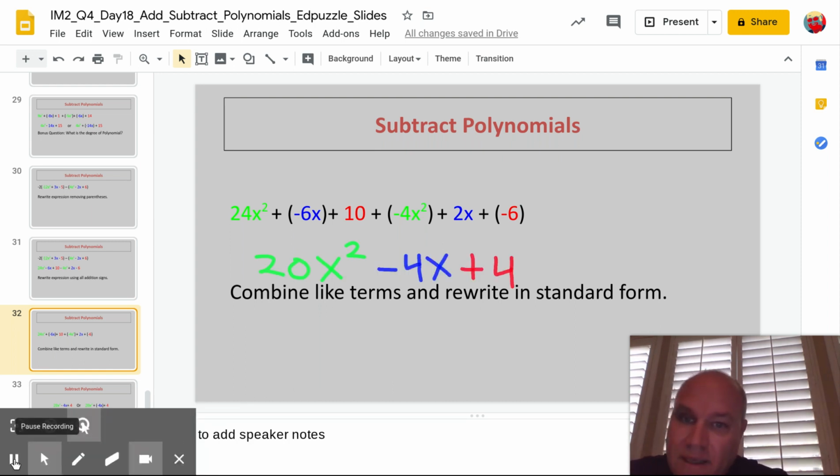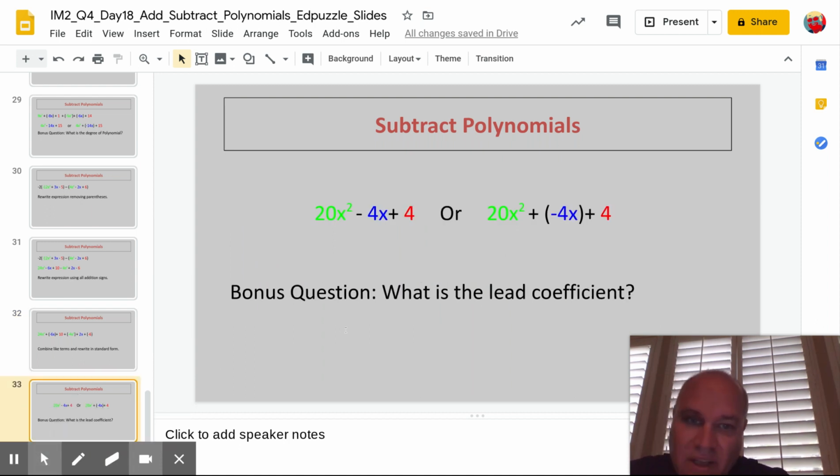So 24x squared plus negative 4x squared gets us 20x squared. Negative 6x plus 2x gets us negative 4x. And 10 plus negative 6 gives us positive 4. So we get 20x squared minus 4x plus 4. You may have also said 20x squared plus negative 4x plus 4. Our bonus question to wrap it up here is, what is the lead coefficient for this polynomial?